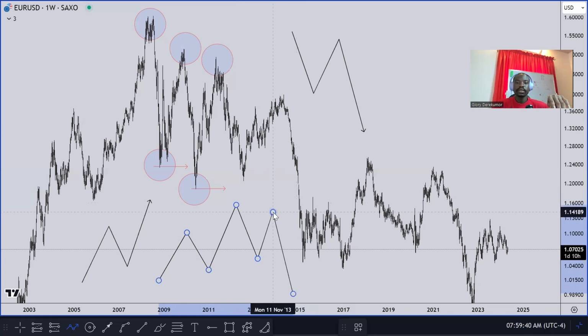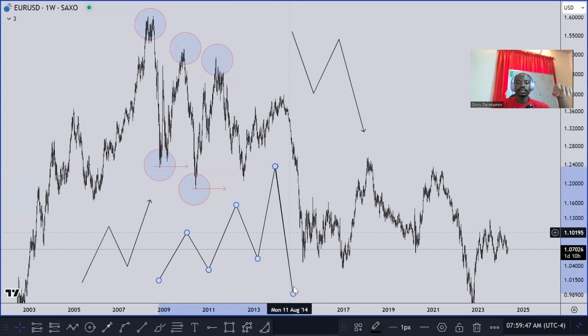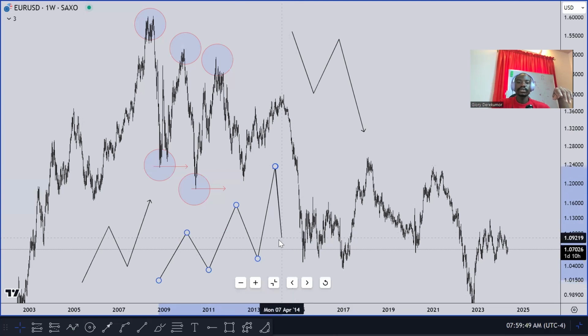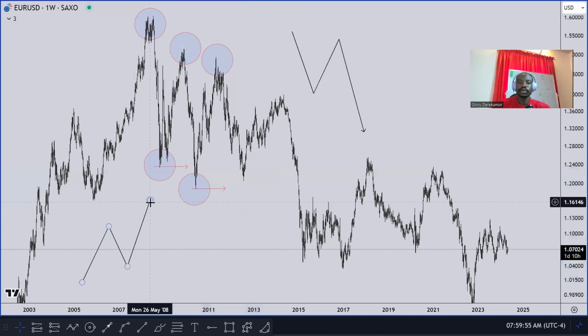Not until this point here creates a new higher high, I'm not willing to buy the market. Okay? Not until this creates a new higher high, taking out this structure here, I'm not willing to buy the market. So when you're looking at this in terms of market structure, right?